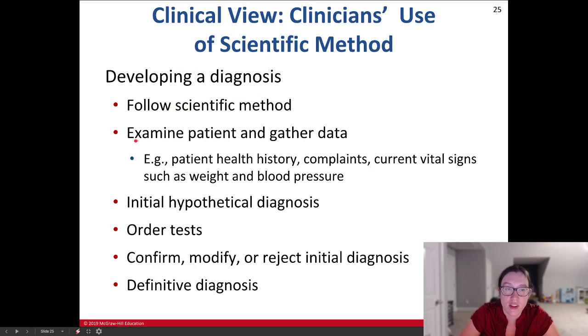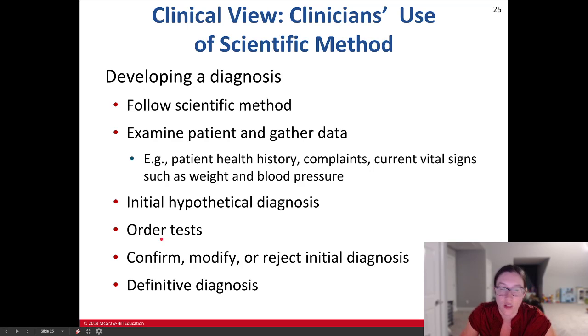So we're going to examine the patient, observe them, and gather data. Then we're going to come up with a list of, well, these are some things that might be wrong with the patient based on that data. So that's like a hypothetical diagnosis. So we're going to try to rule out these diagnoses and figure out which one of these fits our symptoms.